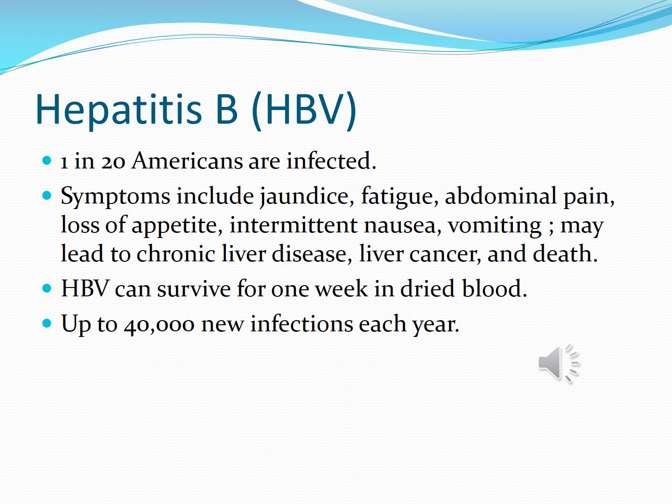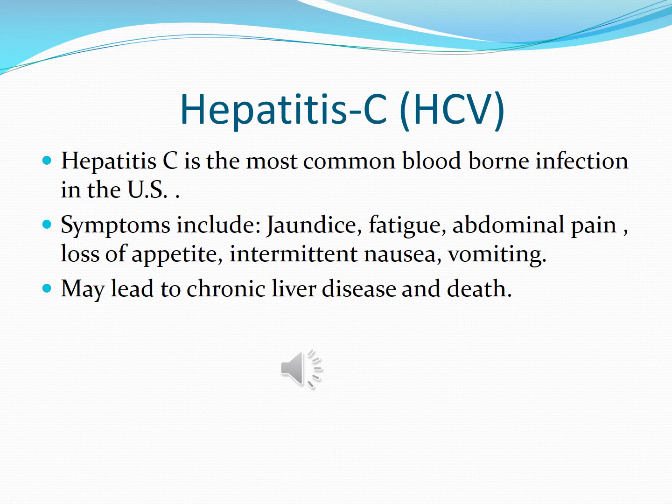Hepatitis B, or HBV. 1 in 20 Americans are infected. Symptoms include jaundice, which is yellowing of the skin, fatigue, abdominal pain, loss of appetite, intermittent nausea, and vomiting. It may lead to chronic liver disease, liver cancer, and death. HBV can survive for 1 week in dried blood. Up to 40,000 new infections occur each year.